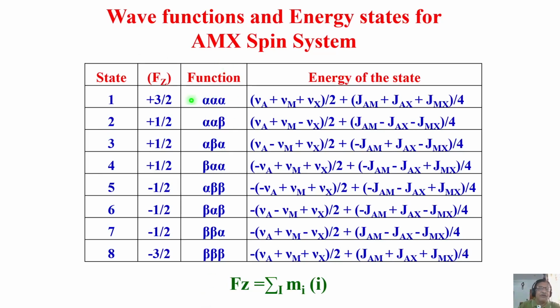Again, go to the quantum mechanical analysis, get the eigenvalues first, and then the differences of the eigenvalues give you the frequencies of the transitions.